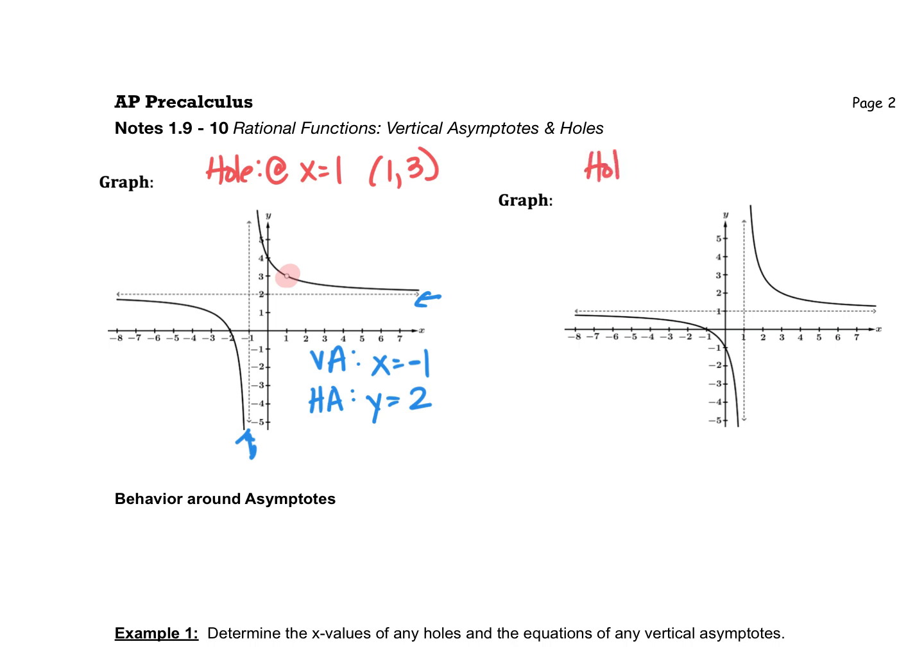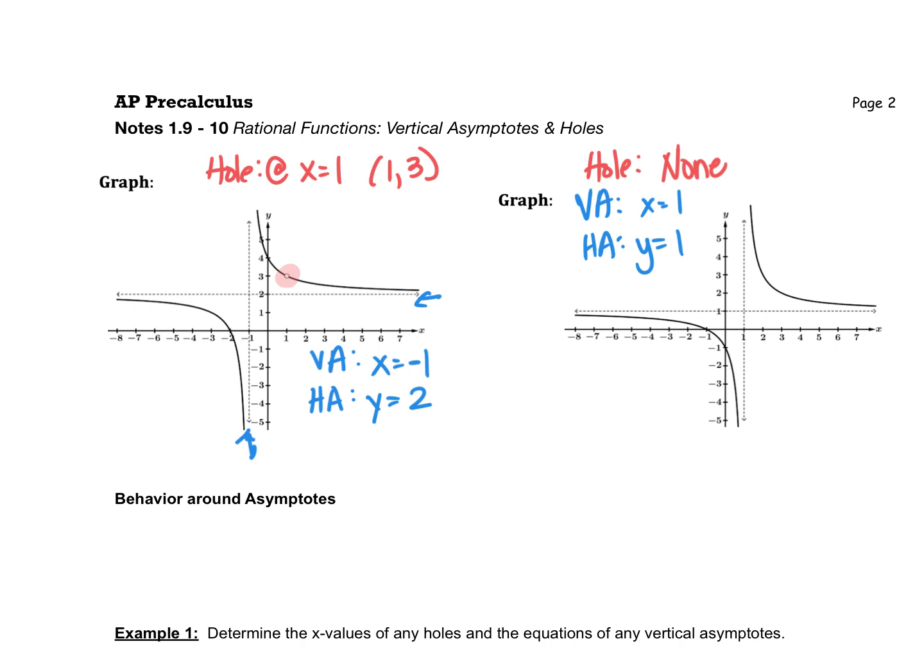So when we look at this one, I don't see any open circles anywhere on my graph. So we're going to say, hey, there are no holes on this one. Vertical asymptotes and horizontal asymptotes, I'm seeing those dotted lines. So I know I can see the vertical asymptote here at x equals 1 and the horizontal asymptote here at y equals 1. So we had both of those, okay?